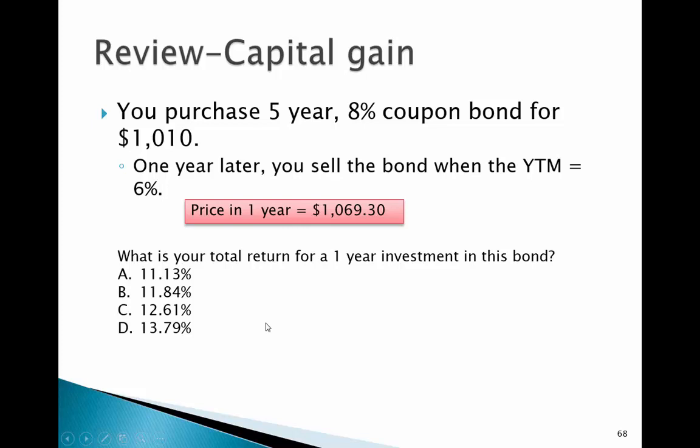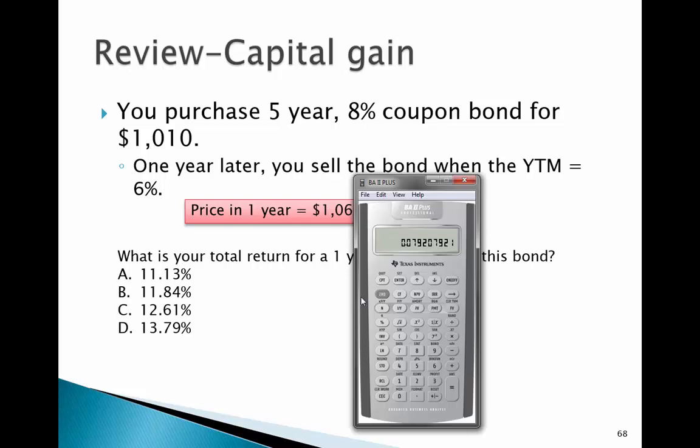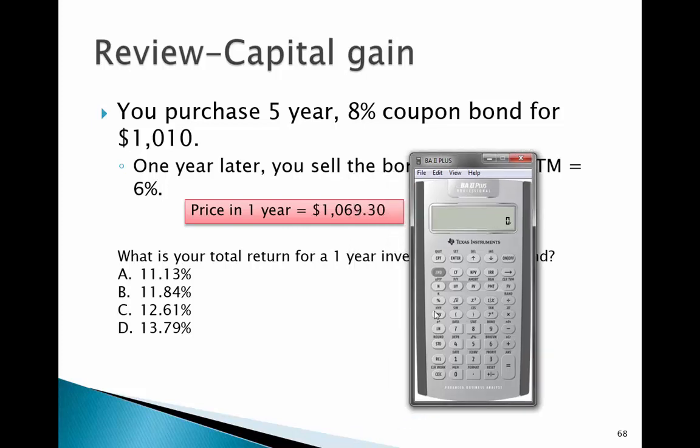The next question says, what's your total return for a 1-year investment in the bond? I can do it both ways. I'm going to sell it for $1,069.30. I collected the $80 coupon, so that's the amount of money I end up with at the end of the year. Divide that by 1,010 and subtract 1. I didn't push a key here somewhere, so 1,069.3, I'm going to add $80 to it, divide by 1,010, and subtract 1.